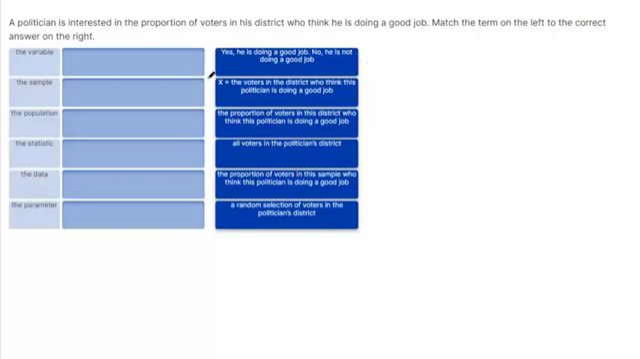So it's not this one. This is one outcome of the variable. This is one particular outcome. Remember, the variable itself is the yes or no answer. It's not the yes answer, which is what this option is.